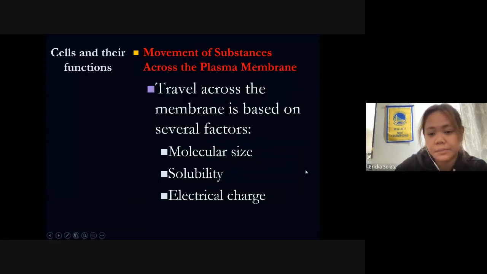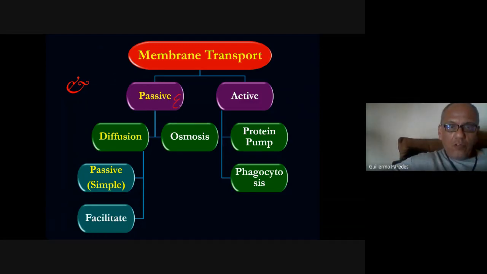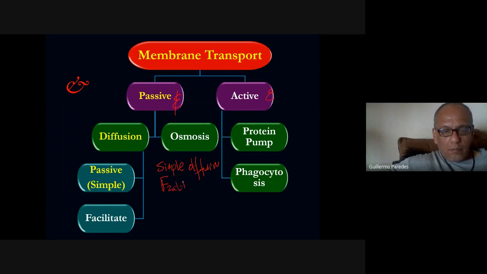Okay. Yes. Excellent. All right, so we were talking already about membrane transportation, right? We have passive transportation and active transportation. Passive does not need energy. Active, we need energy. We have simple diffusion, I'm going to make a summary here, we have facilitated diffusion, and we have osmosis.